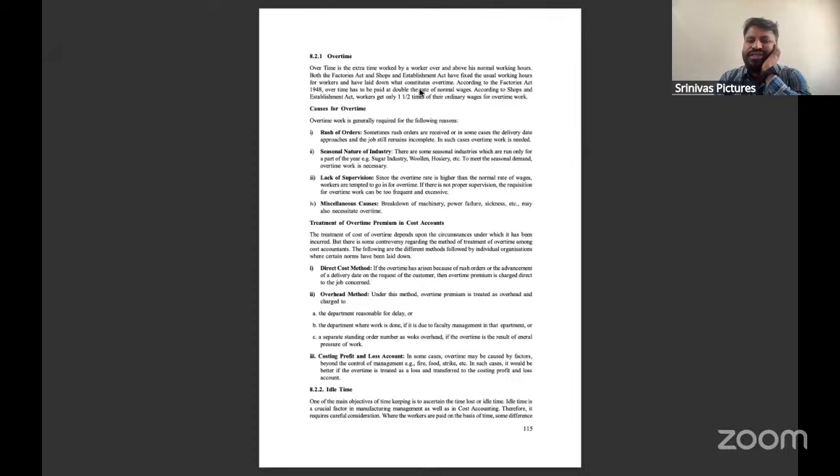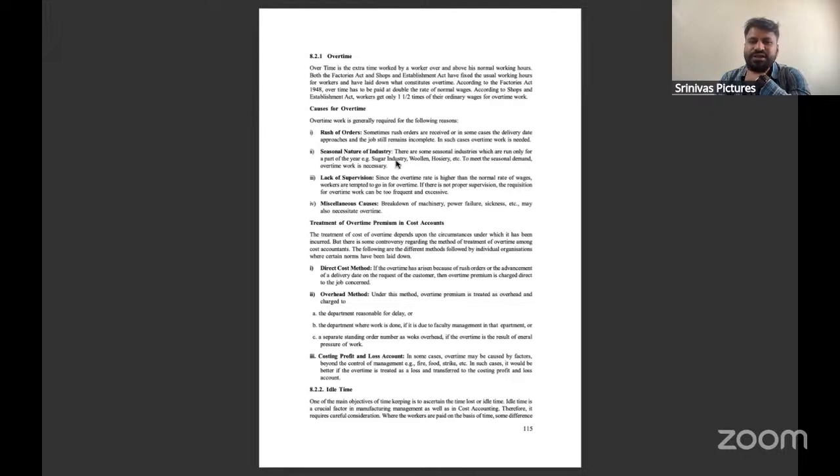Overtime means when the labor works more than the hours he was assigned. When the labor works more than the actual hours, that is called overtime. What is the reason for overtime? Rush orders. When you have more demand and productivity is very low, employees need to work more. Seasonal nature of the industry: in a particular season, particular products are in more demand, so to meet the demand we produce more, and so we work more. And lack of supervision.